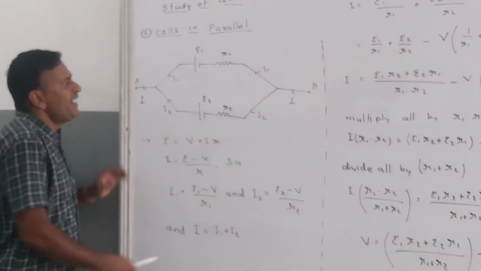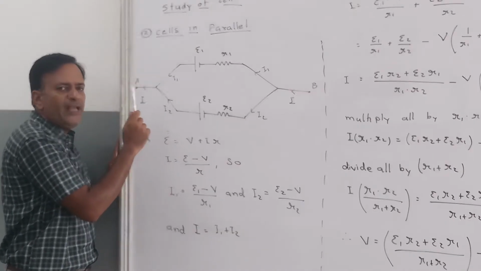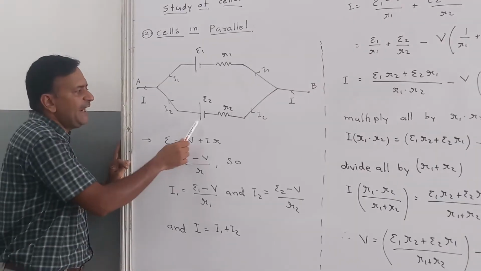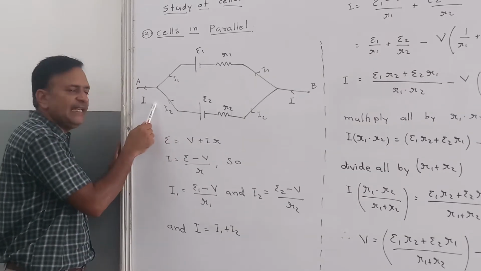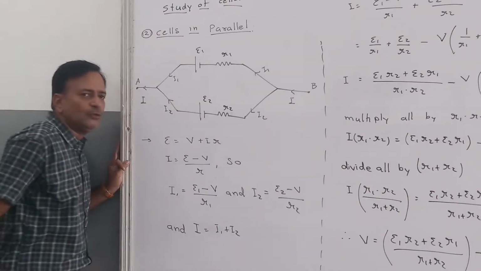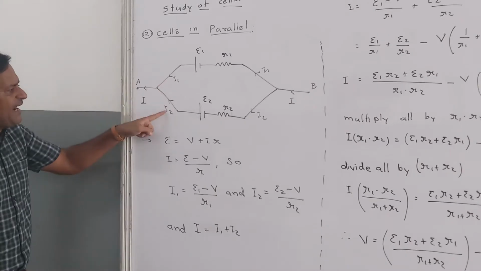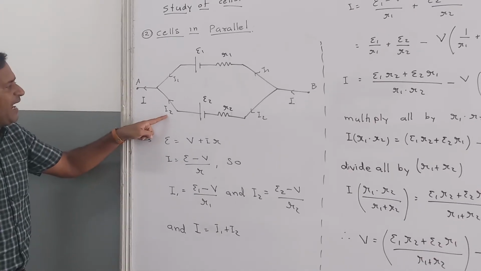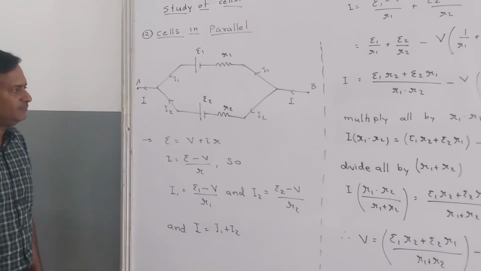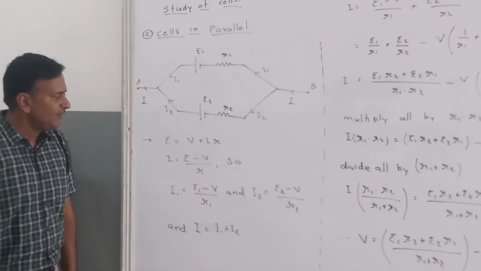Okay, the current coming from this cell is I1, so the current going back will be I1 again. The current going from this cell is I2, and the current coming from this cell will again be I2. At this point, I1 and I2 will combine and form a single current I. Okay, so this is their combination.